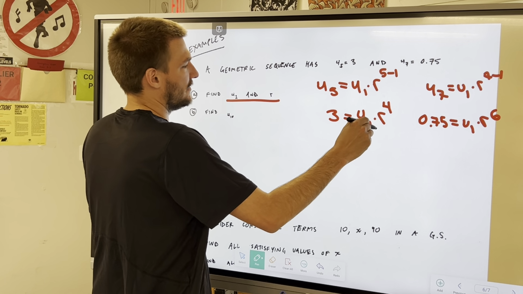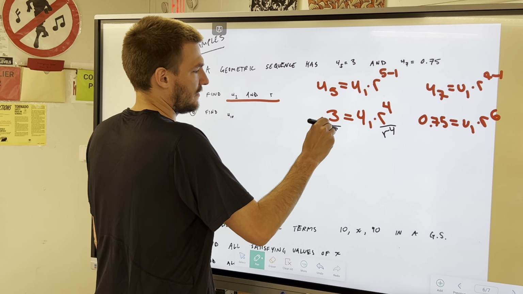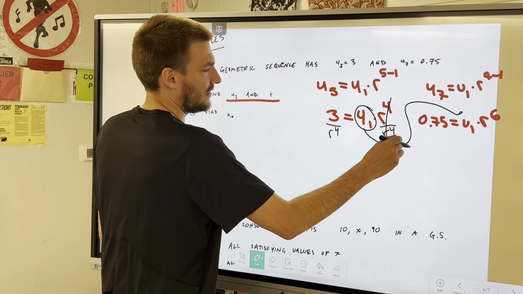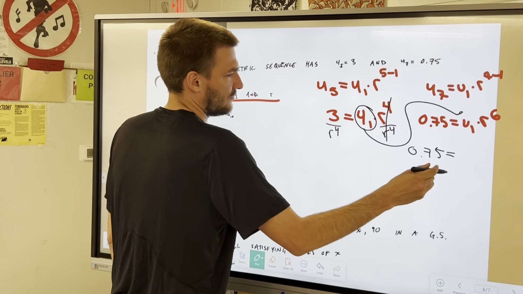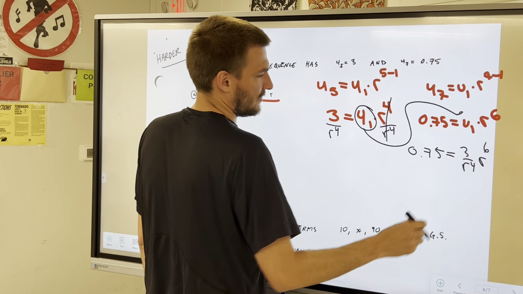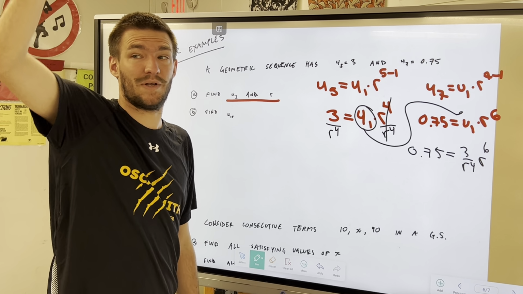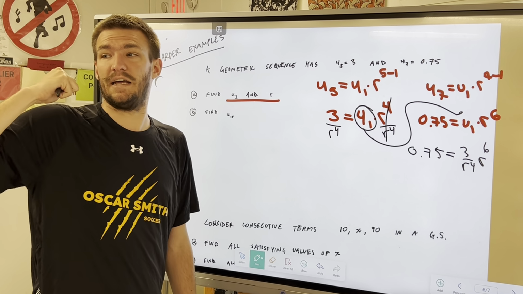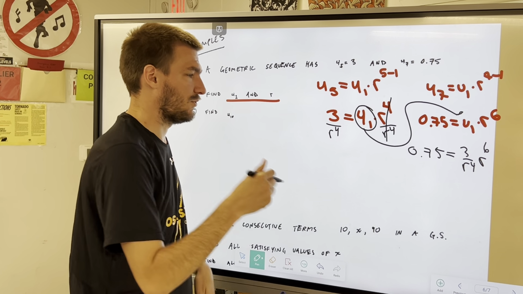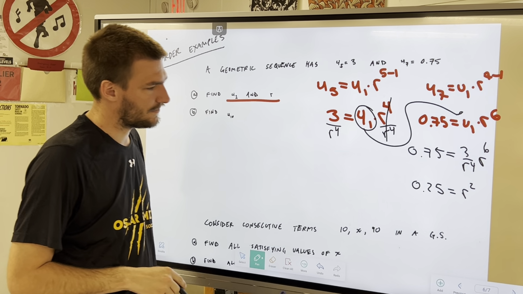So we can divide R power 4 to the other side. That will isolate U1, and then we can plug this in over here. 0.75 is equal to, plug it in, 3 over R^4, R power 6. Now we've got 6 R's on the top and 4 R's on the bottom. And when you divide exponents, you subtract. So 6 minus 4, we're gonna have 0.25 is equal to R squared.